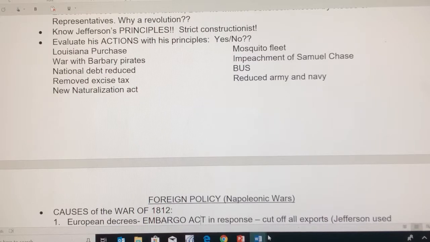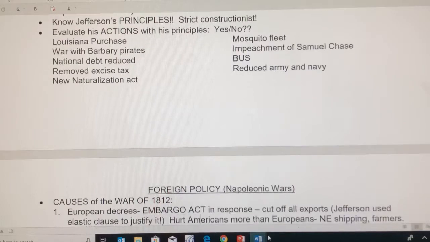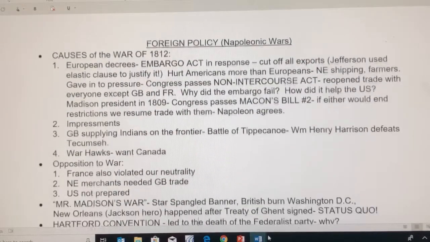Jefferson was entirely against the bank when Hamilton created it, but he keeps the bank as a way of being able to organize our financial sector to be able to pay off the debts. And again, that's inconsistent because we know the bank is a loose interpretation and Jefferson is a strict interpretationist. Last thing, he reduces the Army and Navy. Again, small bureaucracy, but we will see that will give us trouble in the War of 1812.